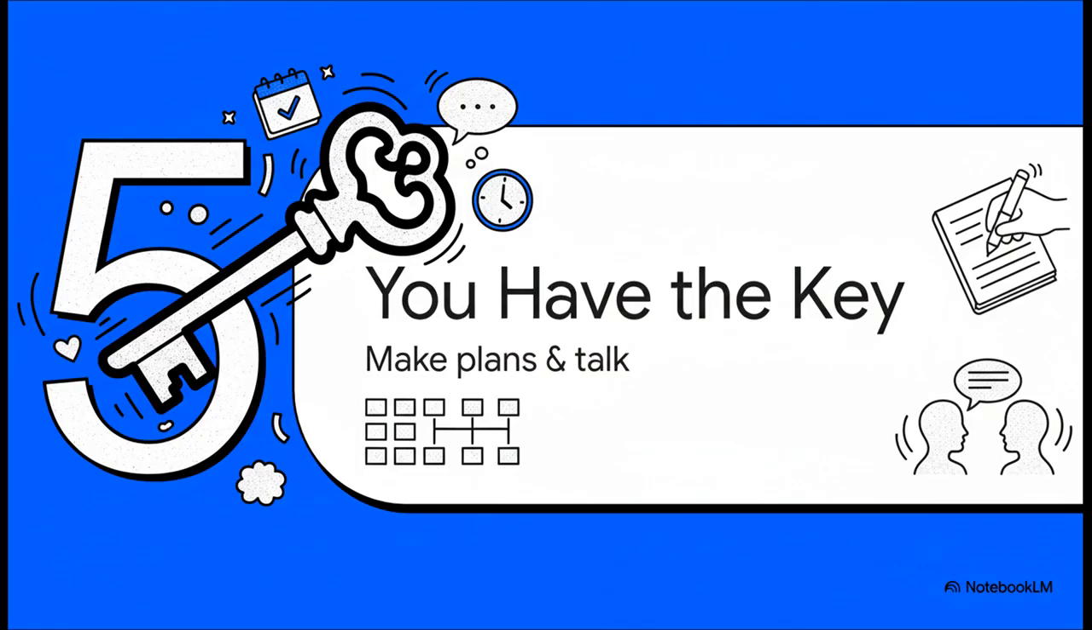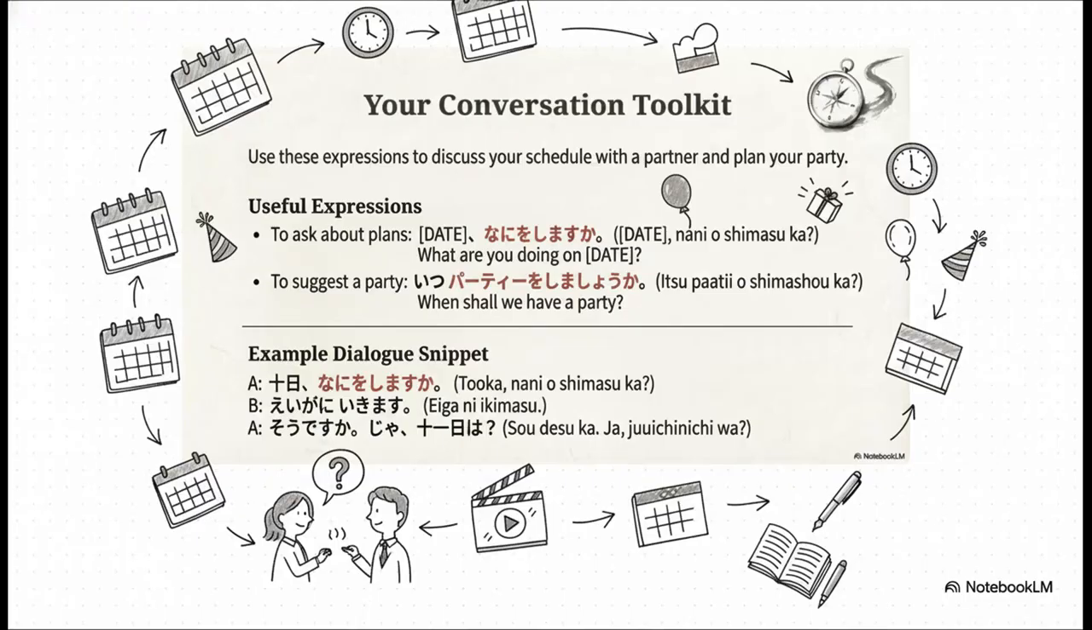Well, it means you now hold the key. This isn't just about reading a chart. It's about being able to make plans, schedule things, and have actual, real conversations with people in Japanese. And to help you get started with that, here are a couple of essential phrases for your conversation toolkit. You can ask someone, "Nani o shimasu ka?" to find out what they're up to on a certain day, and you can use these to start making plans immediately.